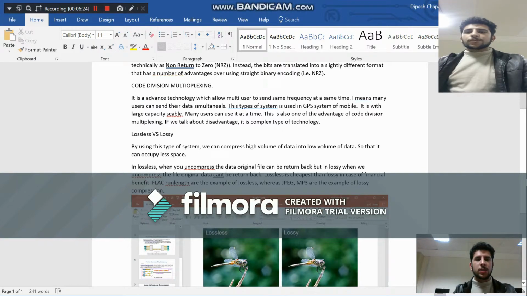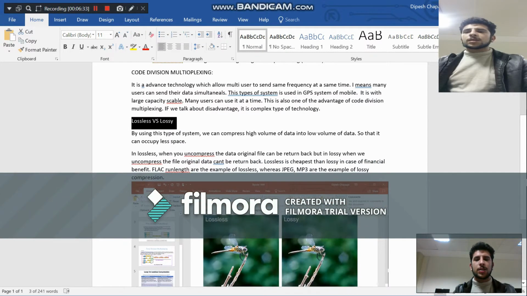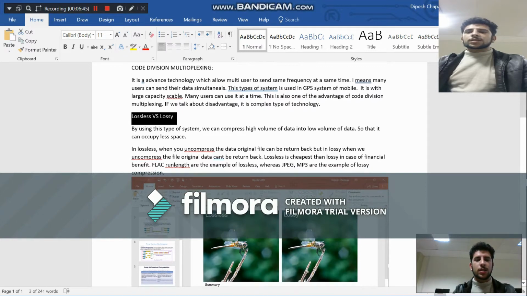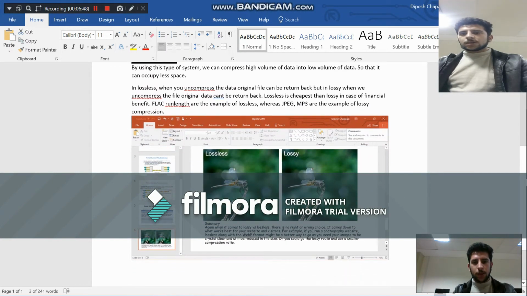And lossy is cheaper than lossless, if we compare these two types financially. JPG and MP3 are two examples of lossy, whereas FLAC and run length are examples of lossless. Here we can see this picture.